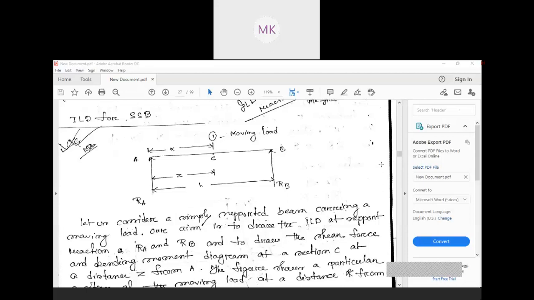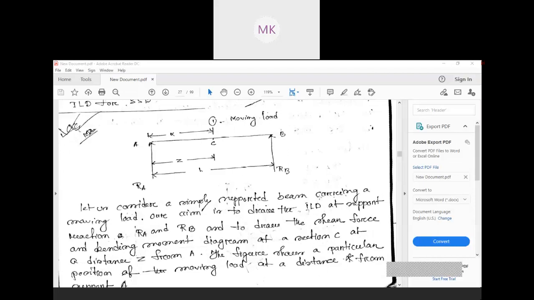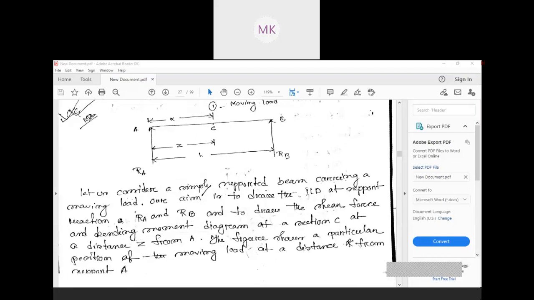It's a very simple one. So let's see how we need to analyze this kind of beam. Simply supported beam. Here, as you can see, we consider a simply supported beam carrying a moving load, and our aim is to determine the ILD for support reactions RA and RB, and to draw the shear force and bending moment diagrams at a section C, at a distance Z from A. The figure shows a particular position of the moving load at a distance X from support A.